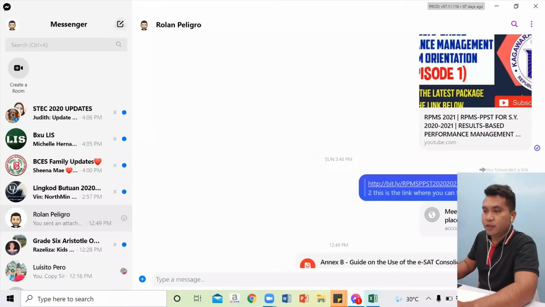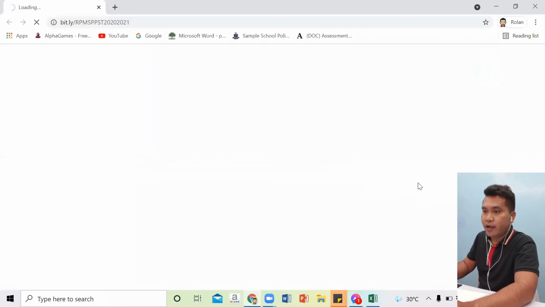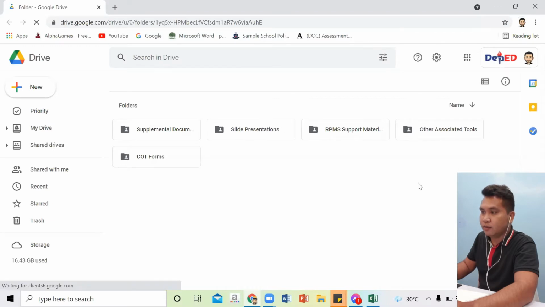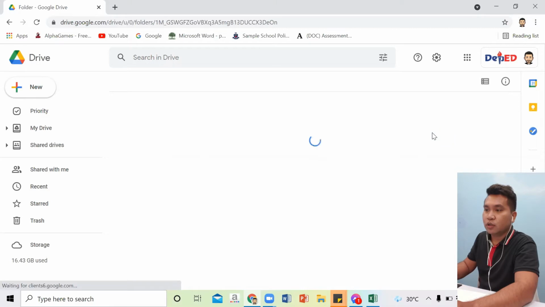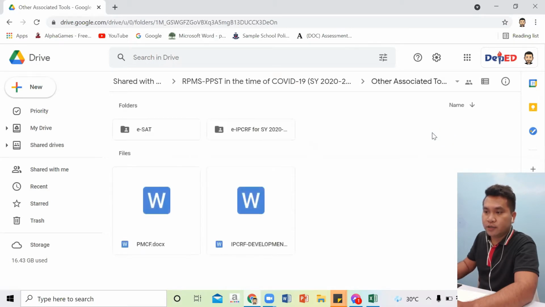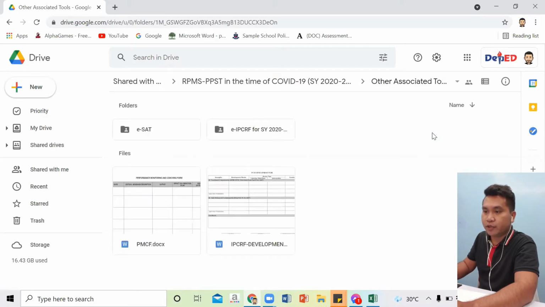I already saved the link to my messenger, so I will go to my messenger. As you can see, I already have the access to the Google Drive. Then again, I will go to the other associated tools. In the other associated tools, you have the two folders, the ESAT and the e-IPCRF.